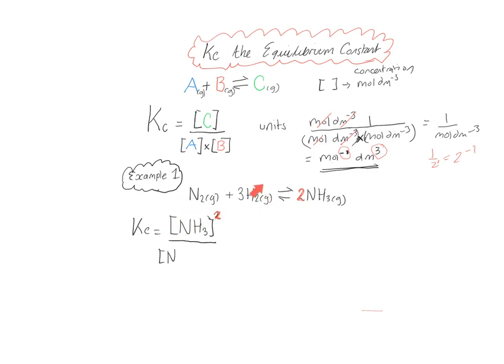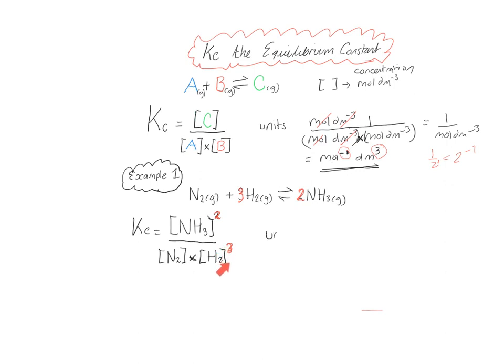On the denominator are the reactants, 1 mole of nitrogen, multiplied by the concentration of hydrogen, but we need to cube the concentration of hydrogen because, as we can see here, the stoichiometric ratio is 3 moles of hydrogen, so we cube it.